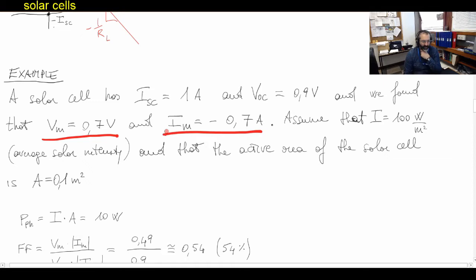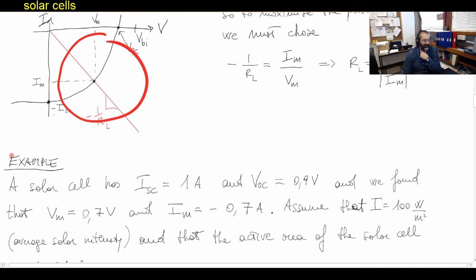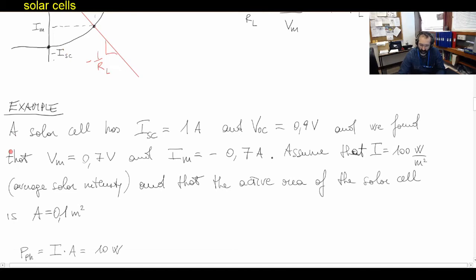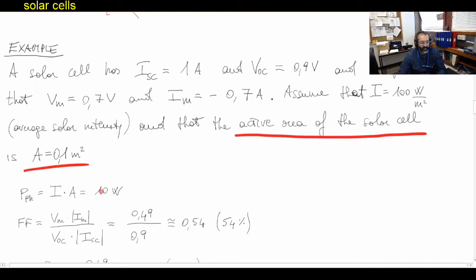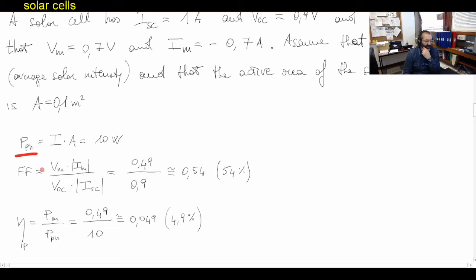So as you can see clearly, Vm is positive and Im is negative, so we are clearly in this quadrant of the IV characteristic of the solar cell, which as we now understood is the photovoltaic operating mode. So let us assume that the intensity of the light coming from the sun, for example, is 100 watts per square meter. This is what is also called the average solar intensity. We will see this later in a moment. And let us assume that the active area of the solar cell is this much. So we can calculate the power of the photons by multiplying the intensity of the light with the area of the solar cell. And this gives 10 watts.